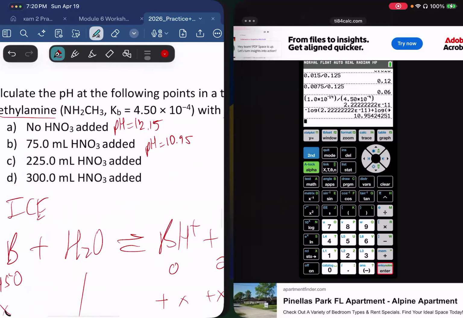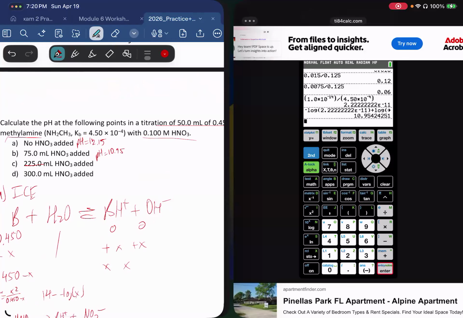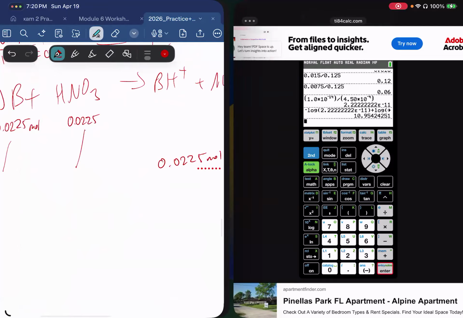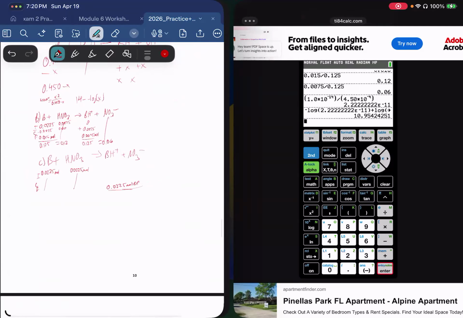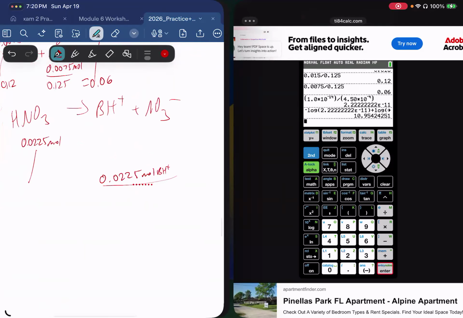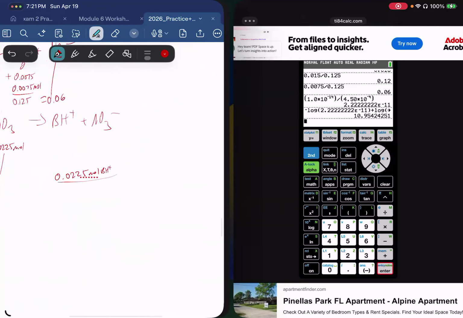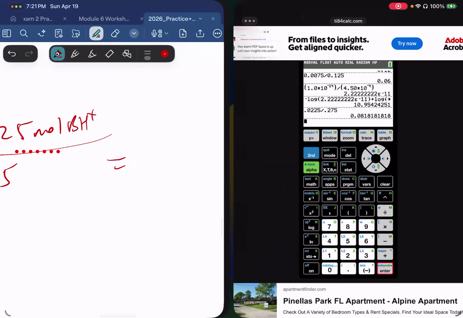The reason I could tell that is just because this is 225.0 and we have this amount, so I know that's going to be the moles. You can calculate the moles on your own if you want. So now we have this left over, and we have to make an ice chart. But before we do that, we need to figure out the concentration. So we have 225 milliliters plus 50, so 275. So 0.0225 divided by 0.275, and this gives you 0.082.